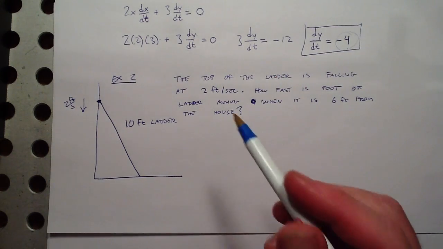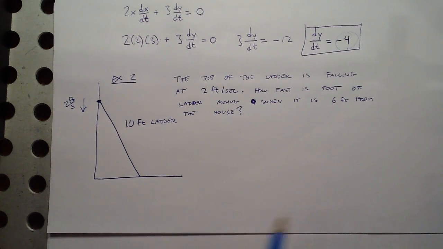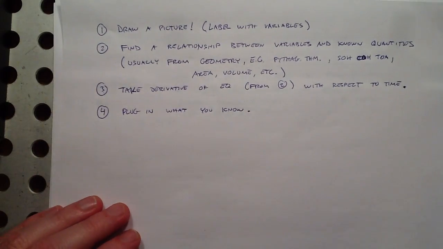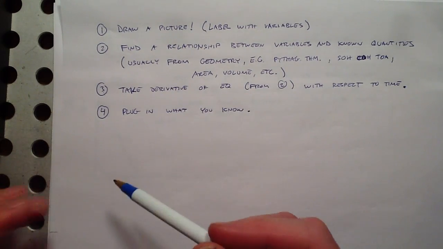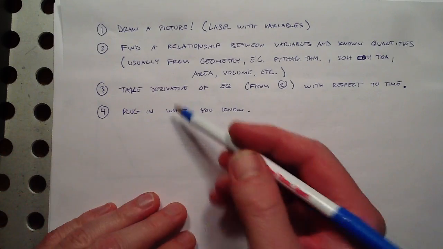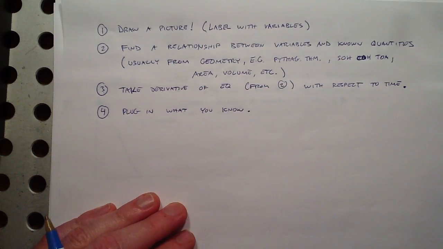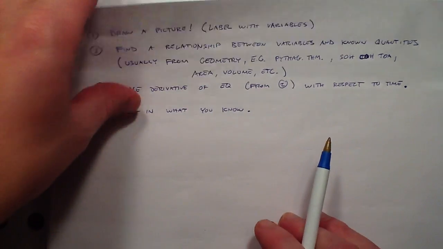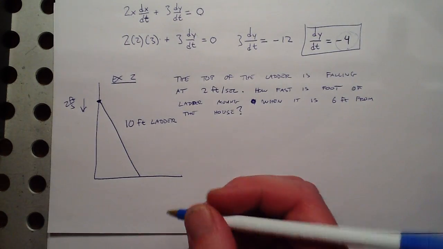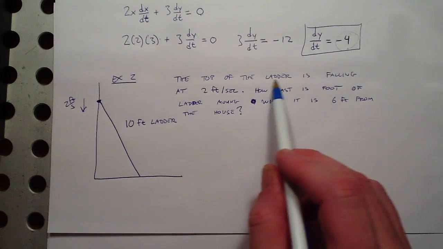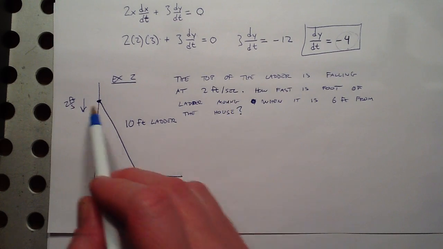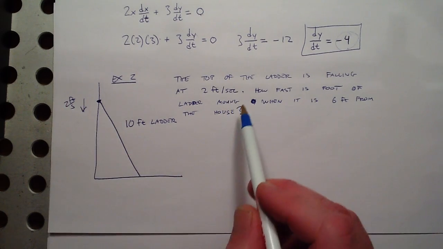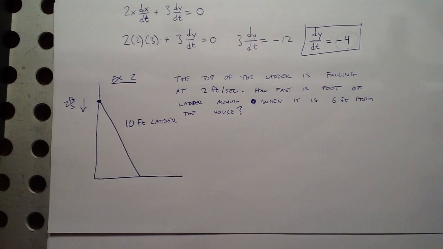Okay, well, let's look at our steps here. So draw a picture. Well, I drew it. Often the picture comes with the problem. So I drew it, but I don't think I've labeled everything yet, so I think we should do that first. So let's see, what do we know? The top of the ladder is falling at 2 feet per second. Well, I did label that in here, right? And we know that it's a 10-foot ladder. I've got that in there.